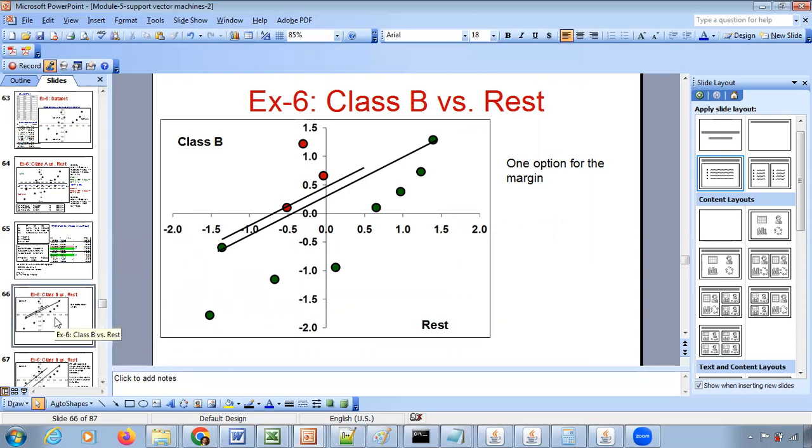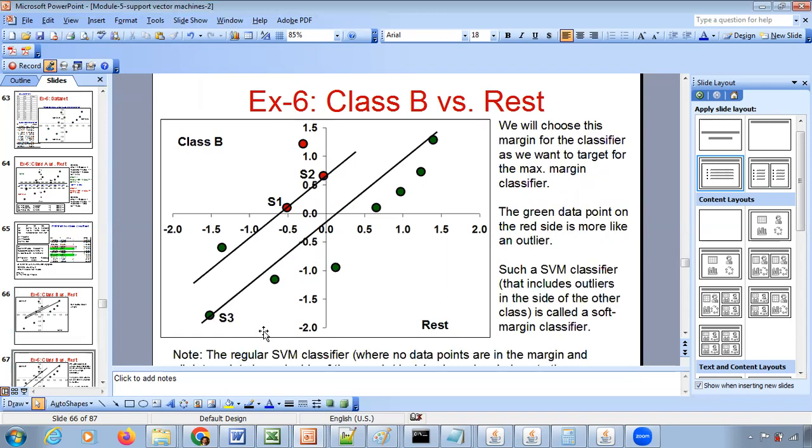Now, this looks like a little narrow margin. As well, if you look at this green data point here, it's closer to these red data points compared to the rest of the green data points, or even the class A data points over here.